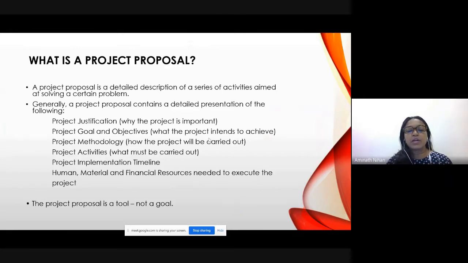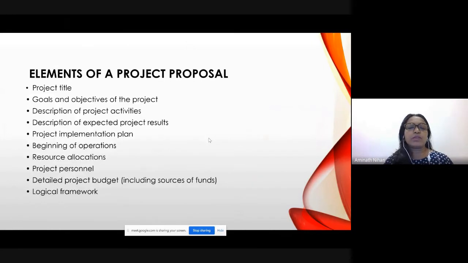Right? Breaking down again the duration into measurable periods of time. Then you have to identify also, a part of the proposal is identification of human, material and financial resources that you need in order to implement or carry out the project, right? So remember that the project proposal is a tool and not a goal. You are actually using the project proposal to achieve your objectives or goals, right?